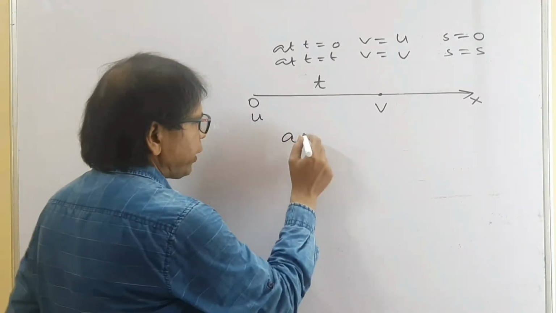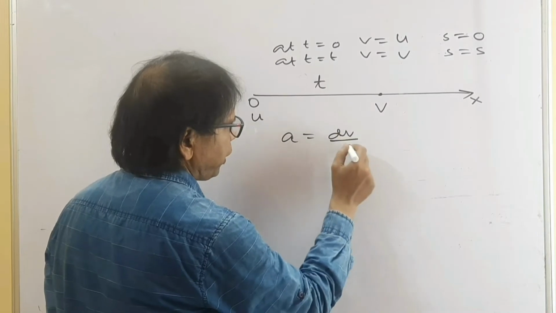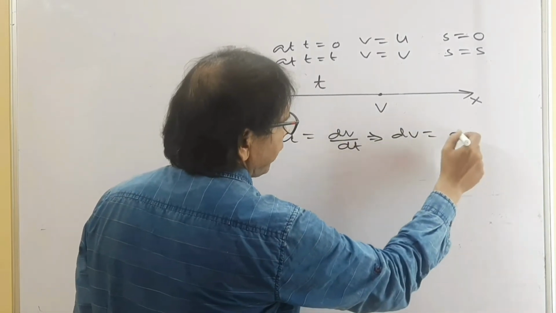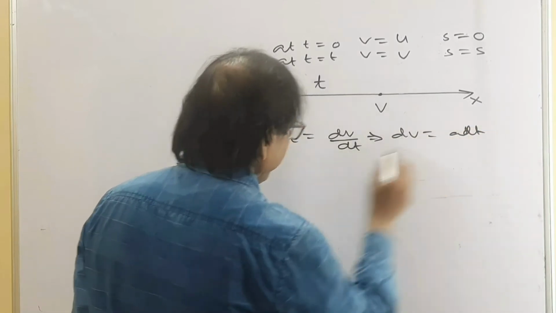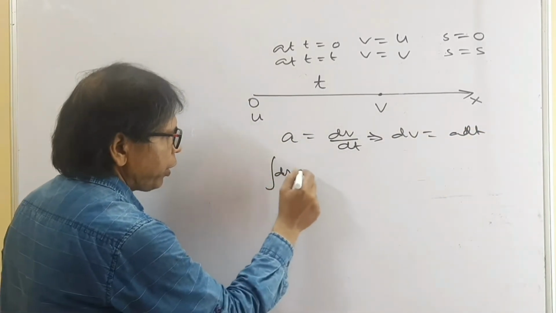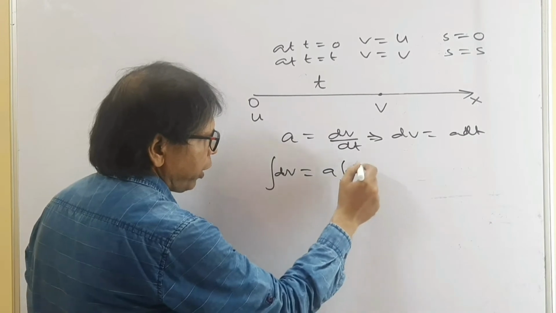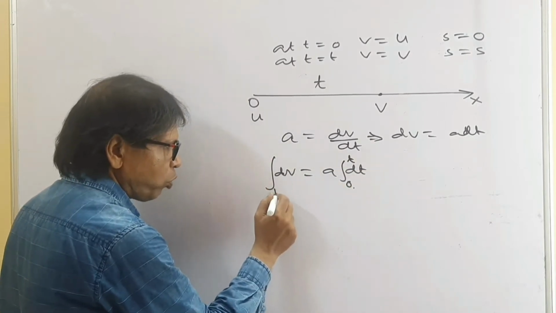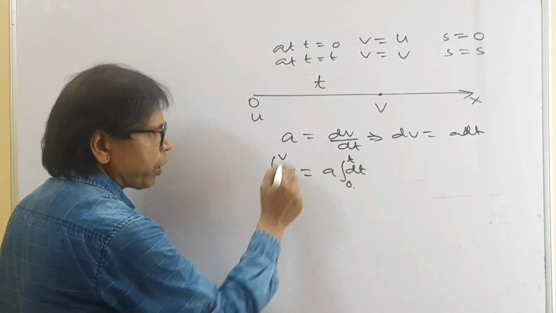We know acceleration a equals dv by dt. So from here dv equals a dt. Now integrating dv equals a into dt, from 0 to t, when t is 0, v equals u, and when t equals t, v equals v.